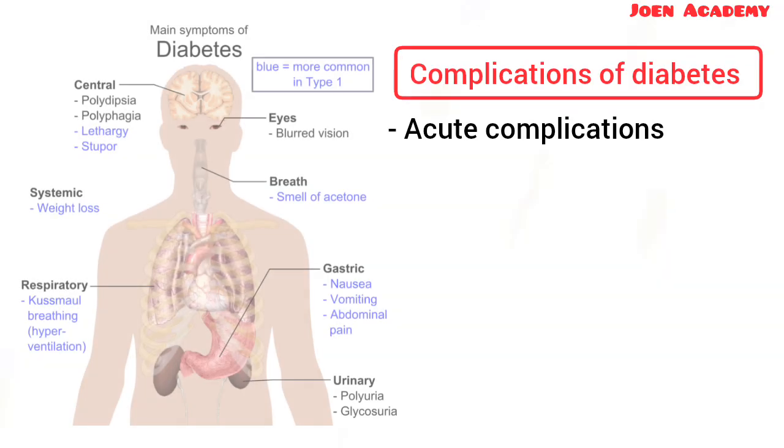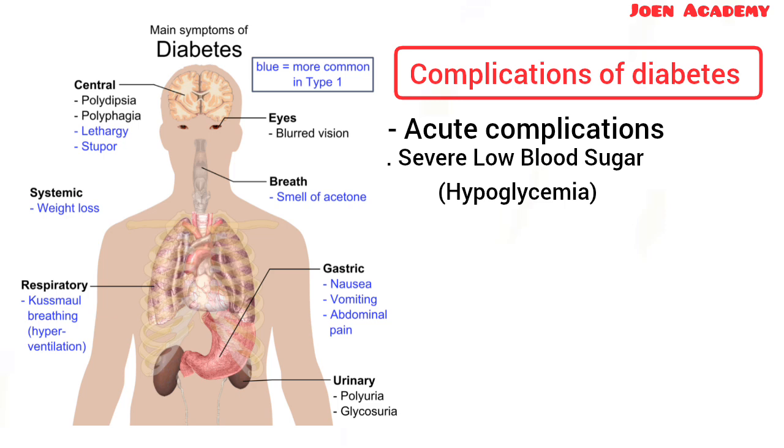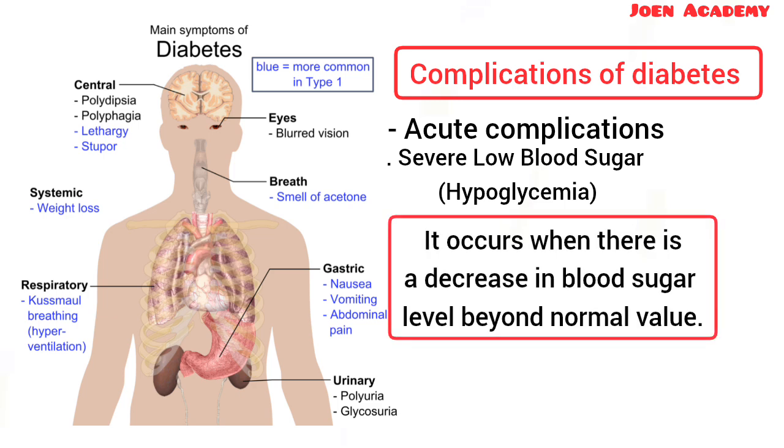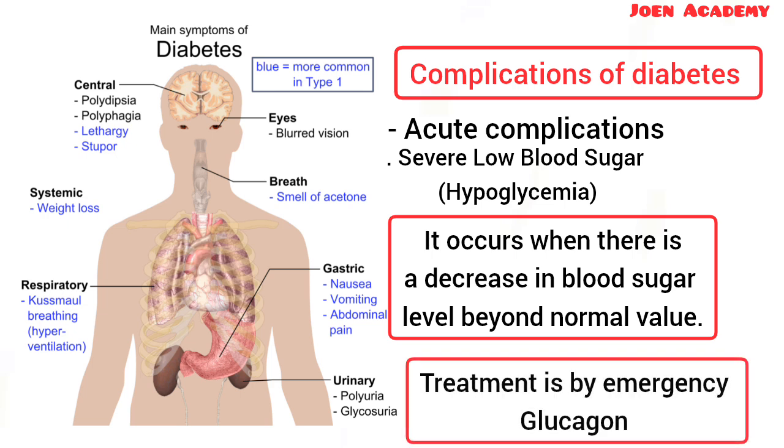For severe low blood sugar, it is also known as hypoglycemia. Hypoglycemia happens when the blood sugar level drops below the level that is normal for a healthy human being. A severe hypoglycemia is a very low blood sugar level. Signs include blurred or double vision, clumsiness, disorientation, and seizures. It requires treatment with emergency glucagon or medical intervention.